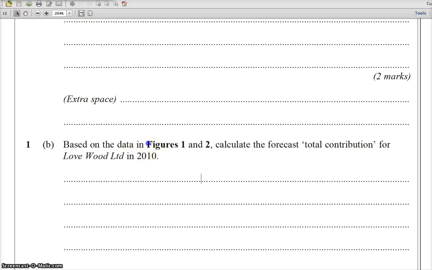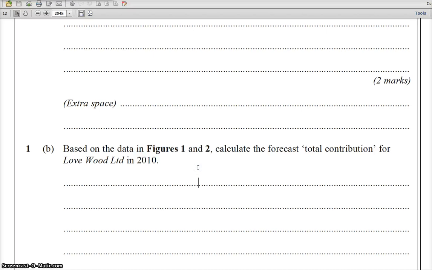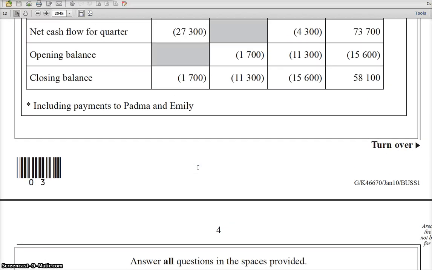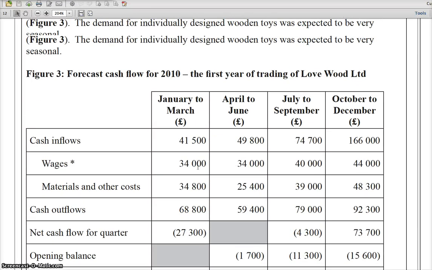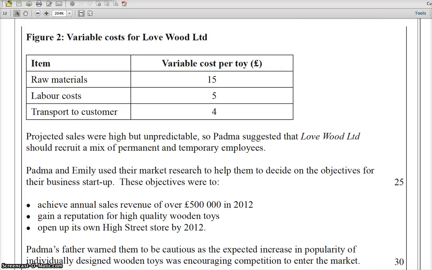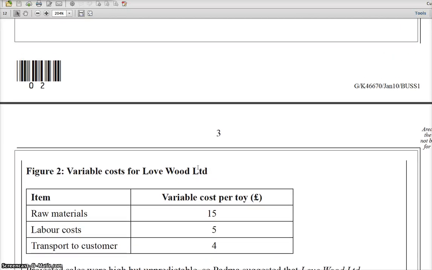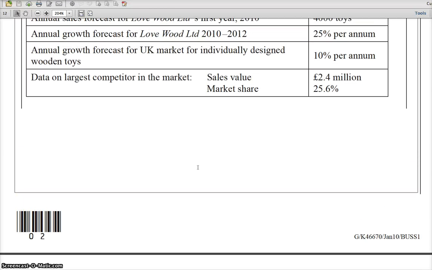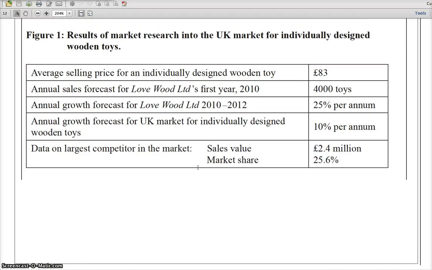An important point to make here is that they are actually telling you where to go and get the data. It says to do it based on the data in figures 1 and 2. So they're telling you, don't just look at figure 1, don't just look at figure 2, you are going to need both. Okay, so if we scroll up to figures 1 and 2, hopefully we're going to find all of the information that we need within those 2 bits of information. There's figure 2. Figure 1 must be a little bit higher up. Here we go. Figure 1.